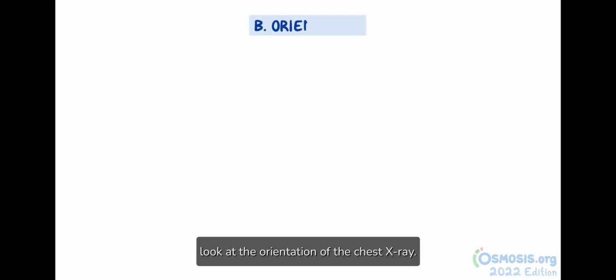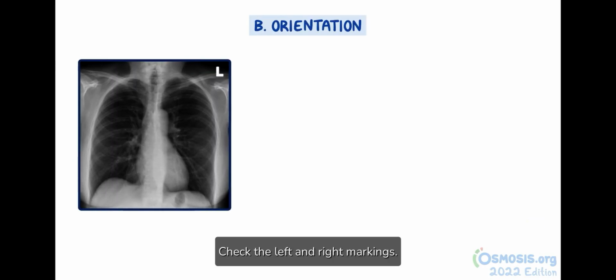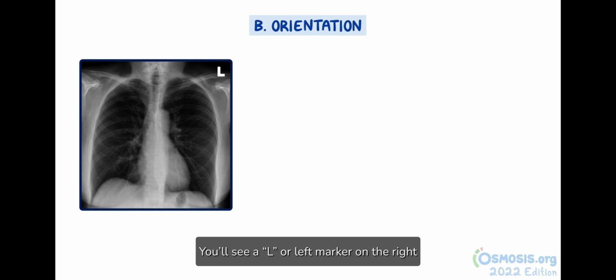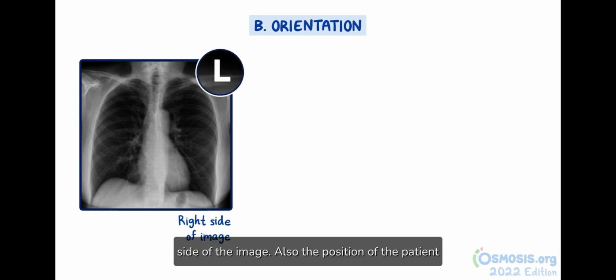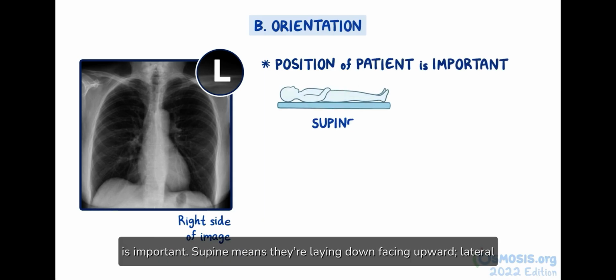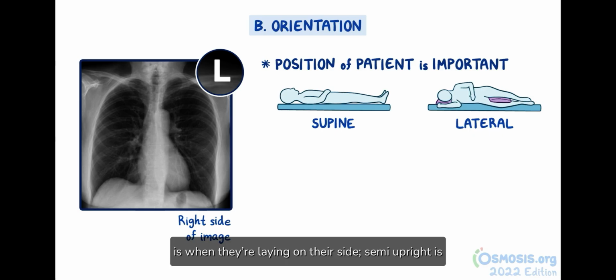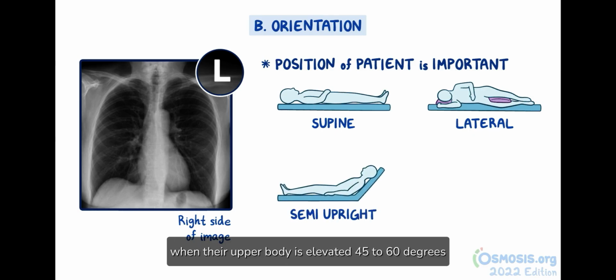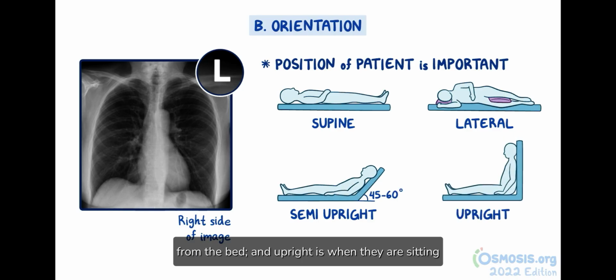Next, look at the orientation of the chest x-ray. Check the left and right markings. You'll see an L, or left marker, on the right side of the image. Also, the position of the patient is important. Supine means they're laying down facing upward. Lateral is when they're laying on their side. Semi-upright is when their upper body is elevated 45 to 60 degrees from the bed. And upright is when they are sitting up at 90 degrees.